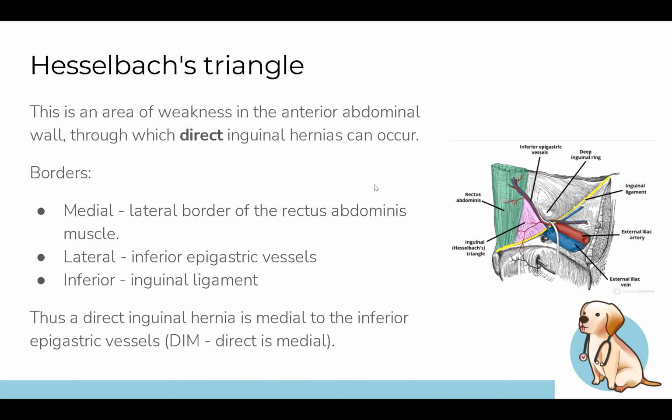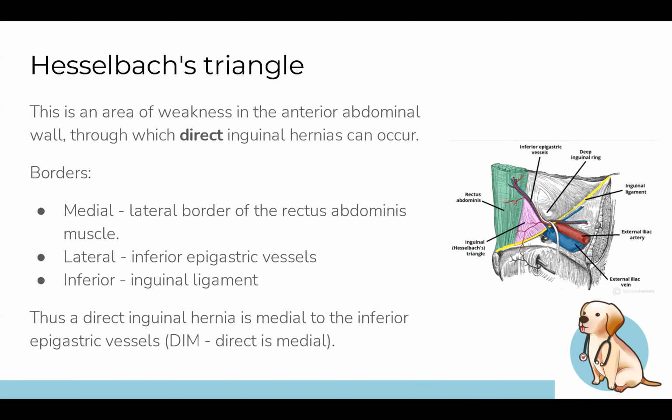We have something called Hesselbach's triangle, and this is really important. This is really high yield. Hernias in general are very high yield. Please know them back to front, honestly. So Hesselbach's triangle, if we look at this picture here, these are the inferior epigastric vessels here, this line here. The green one is your rectus abdominis, and the yellow line is the inguinal ligament. So you can see together they make a little bit of a triangle.